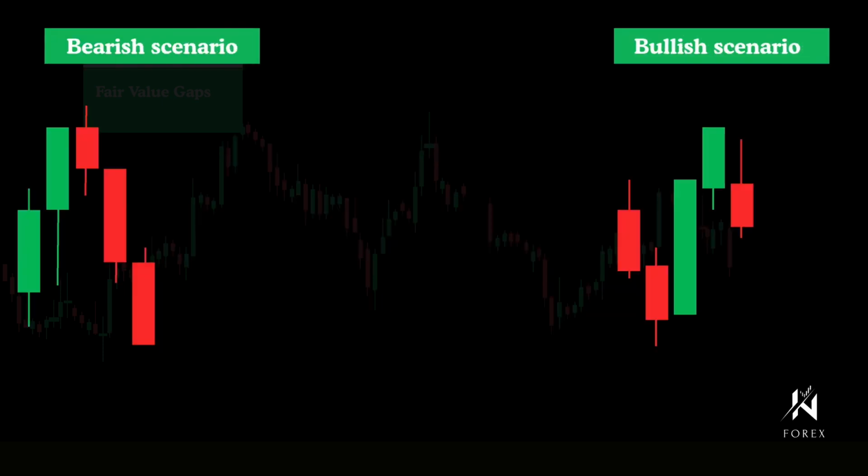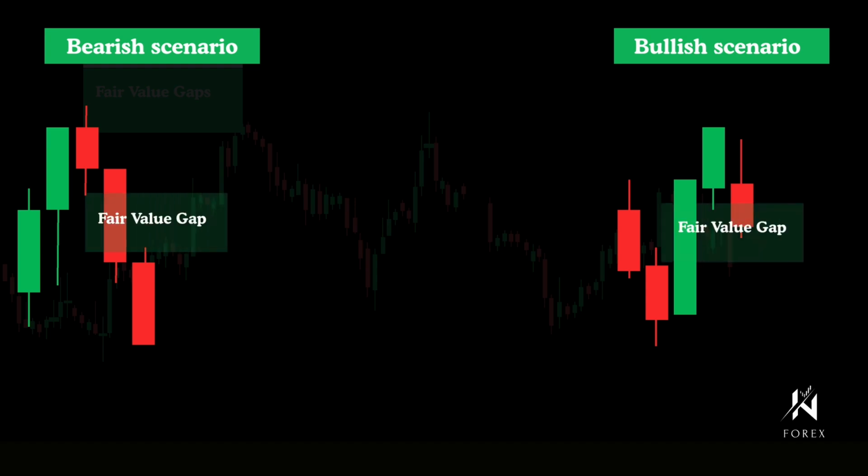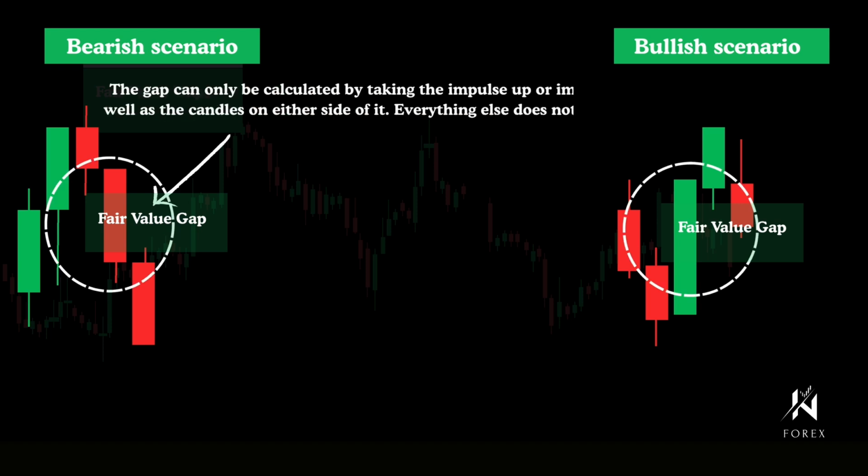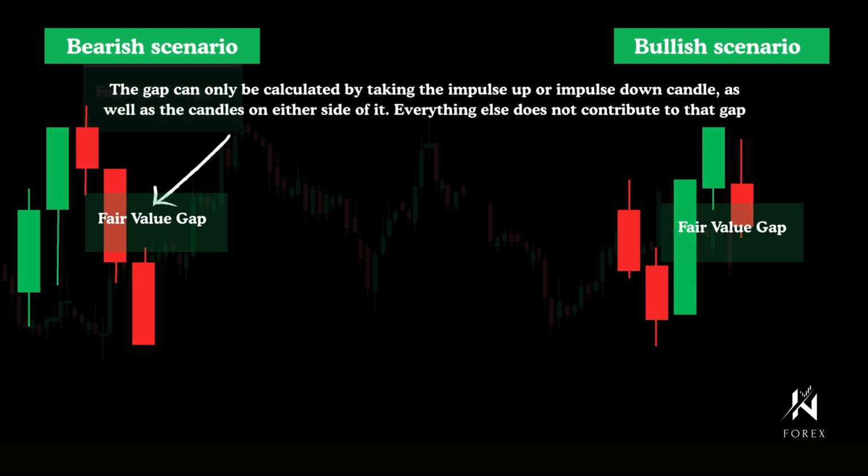So let's break down how to recognize a fair value gap. Fair value gaps emerge within a 3-candle formation and typically show up as a dominant candle where the upper and lower wicks of the candles beside it do not fully intersect its body. This makes the fair value gap zone the space between those wicks aligned with the body of the central candle. In this example, during a downward price movement, a fair value gap or liquidity void appears due to a shortage of buy-side momentum that would have otherwise overlapped that segment of the decline.